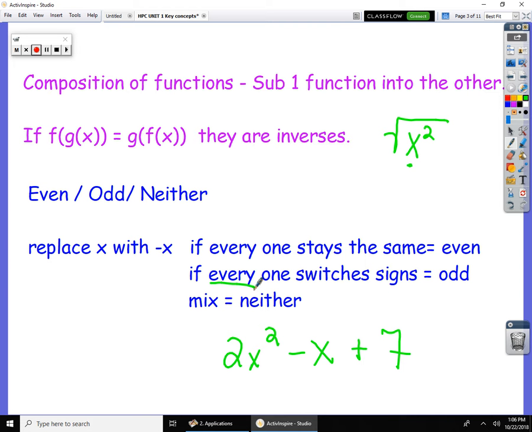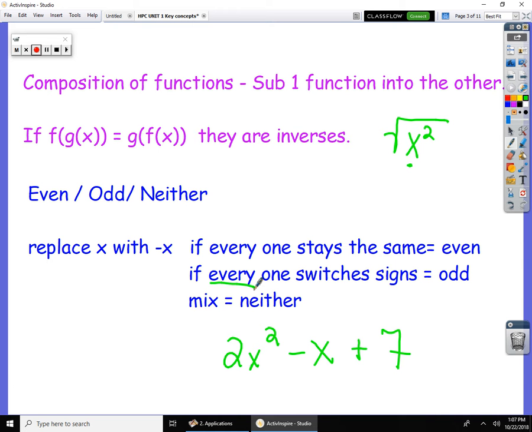So, also, if there's a constant, it can only be what two types of function? If there's a constant, it can either be even or neither. It can never, ever be odd. Okay? It can never switch signs. You need a variable to switch signs. Because it doesn't have a variable, this can never change signs. So the only function that keeps its sign is even or neither.